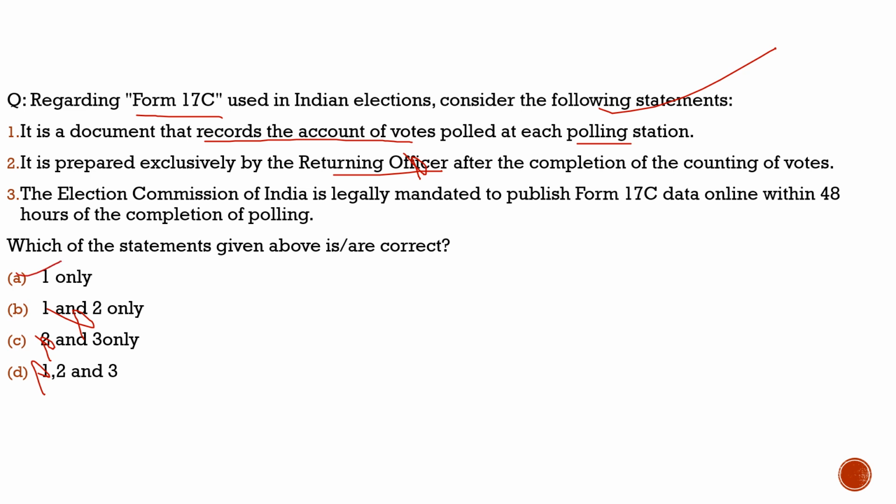But for the information's sake, let's have a look at the third statement. The third statement says the Election Commission of India is legally mandated to publish Form 17C data online within 48 hours of the completion of polling. Totally incorrect. This is also incorrect. So with respect to this question, the correct statement is statement 1 only, that is option A only. With this, I hope you have understood Form 17C. We have discussed it various times, so with this discussion, you have got the final outlook of it. Now let's move to another slide and see what question we have brought there.